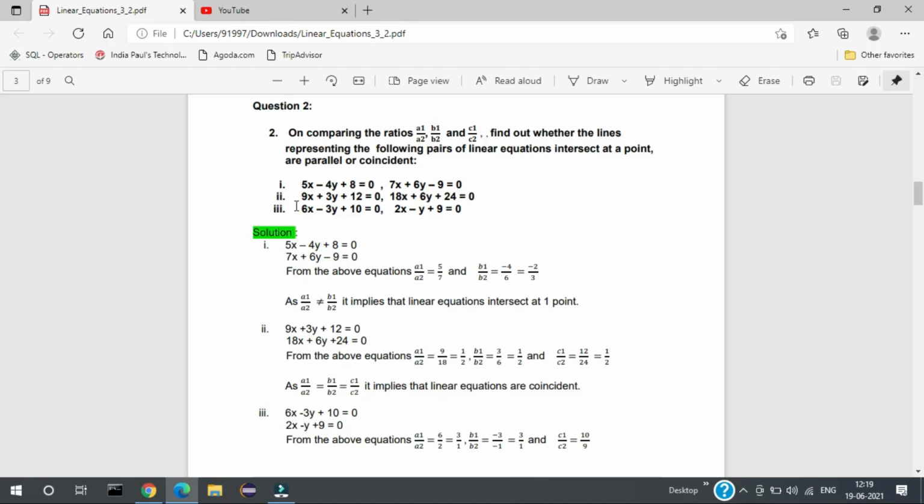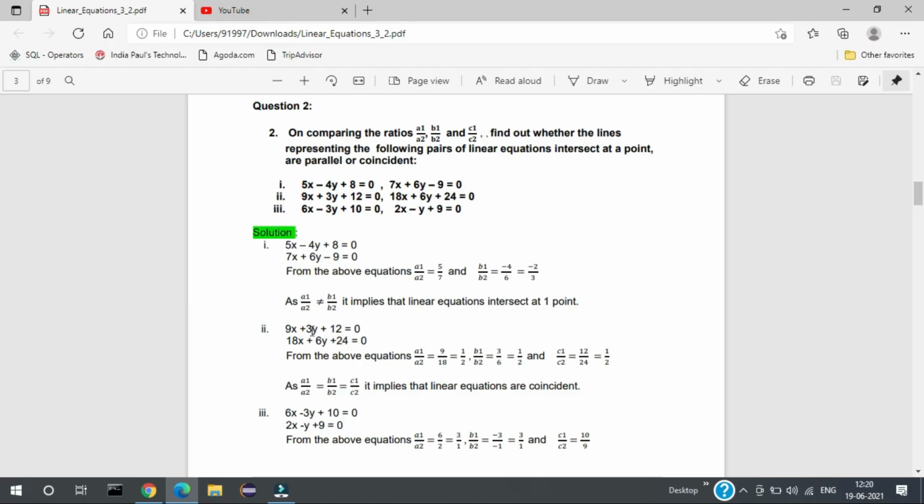Okay, so coming to the first one. 5x minus 4y plus 8 equals 0. 7x plus 6y minus 9 equals 0. From the above equations, a1 by a2 equals 5 by 7 and b1 by b2 equals minus 2 by 3. As a1 by a2 is not equal to b1 by b2, it implies that the linear equations intersect at one point. So we may get a unique solution, one unique solution.